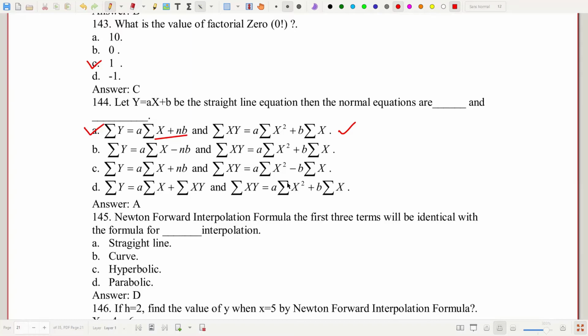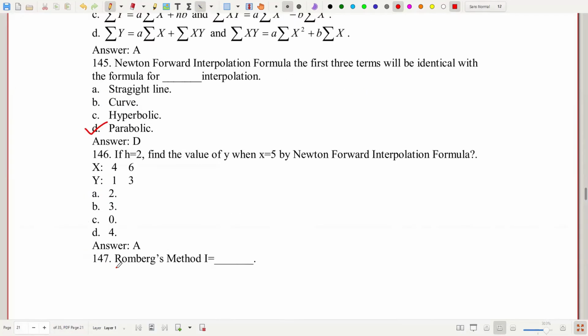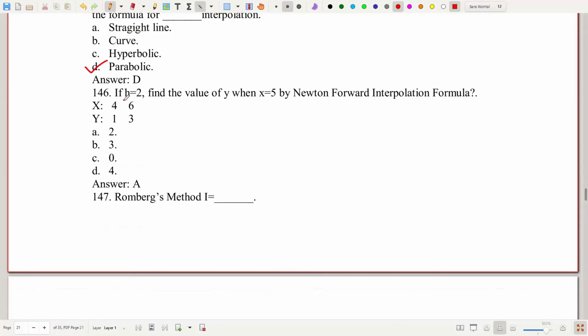Next question. Newton forward interpolation formula for the first three terms will be identical with the formula for the parabolic interpolation. Now, if h is equal to 2, find the value of y when x is equal to 5 by Newton forward interpolation. X and y, 4, 6, 1, 3. So delta y is equal to 2. H is equal to 2.